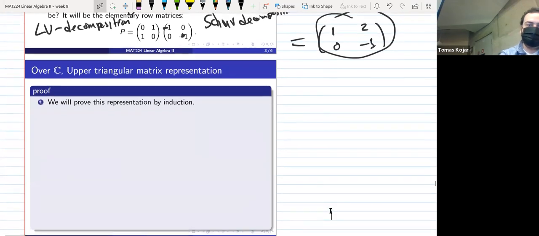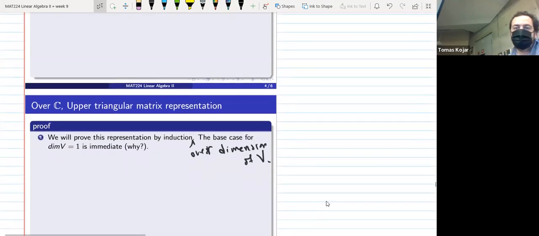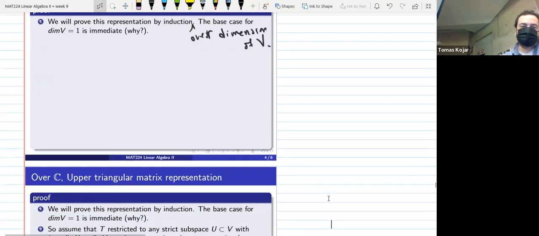We'll prove this by induction over the dimension of V. So when the dimension of V is 1, why is it immediate that the TB is upper triangular? Yeah, it's a single element. So this is upper triangular. It's one entry. So the base case is obvious, which is great.